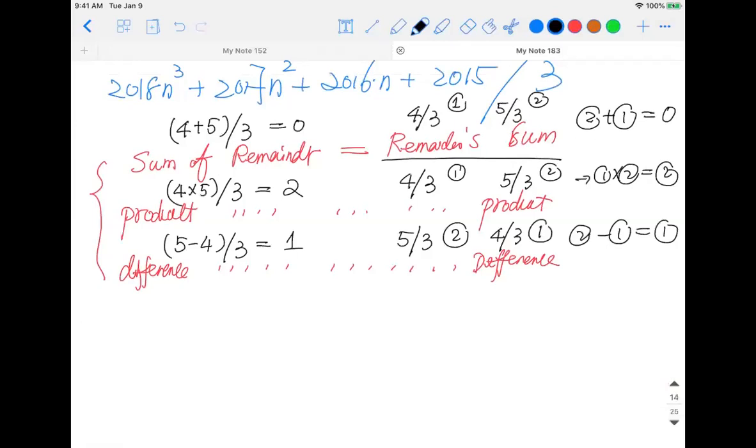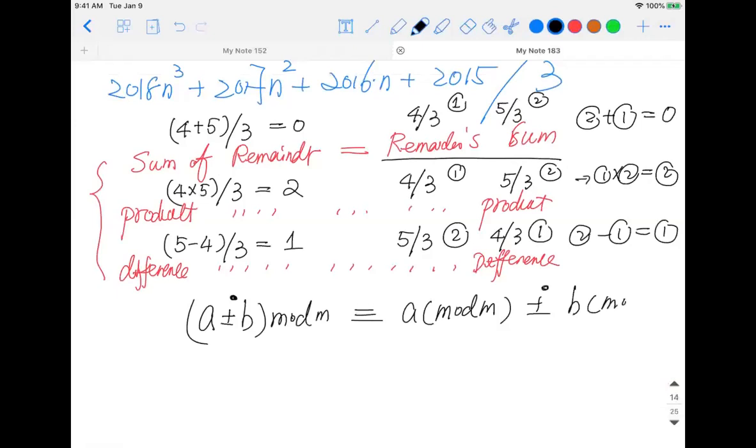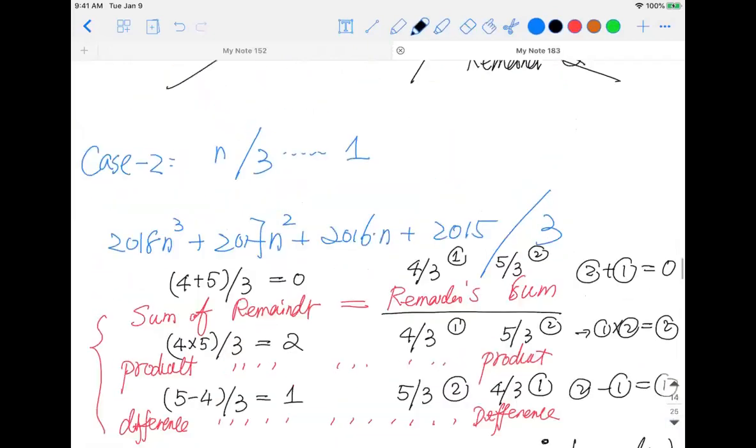So far, so good. For those of you familiar with number theory, I'm going to write it like this: A plus or minus B modulo M is congruent to A modulo M plus or minus, or even times, B modulo M, right? But if you're not familiar, forget about it. This is not the focus of our current lecture.